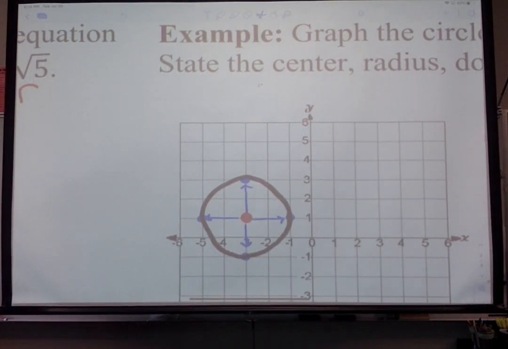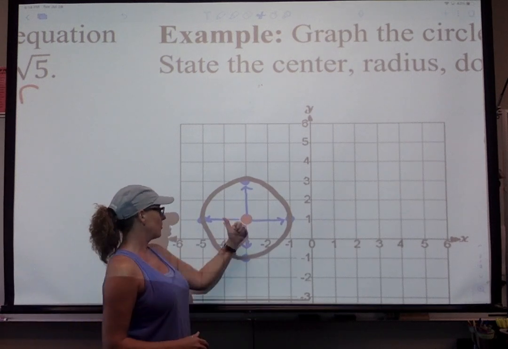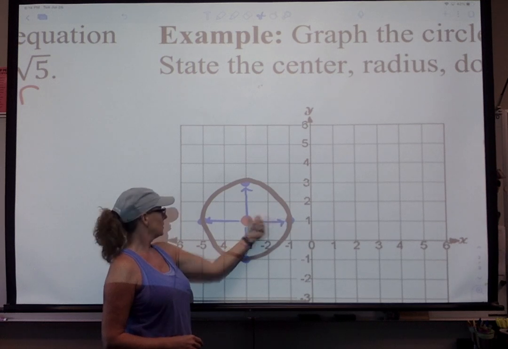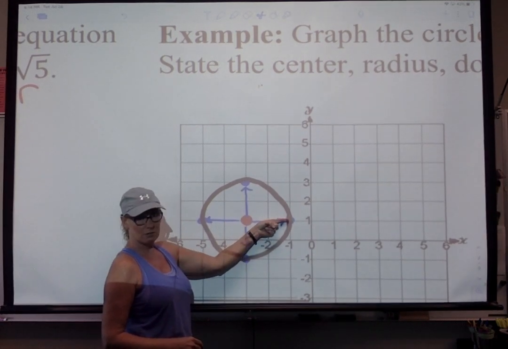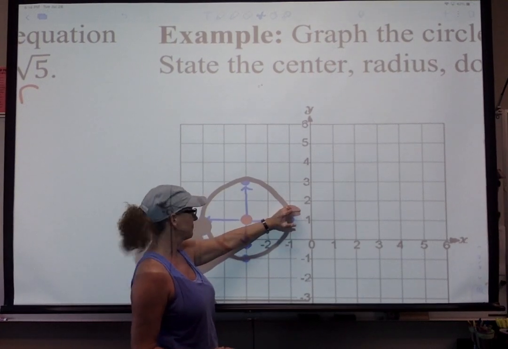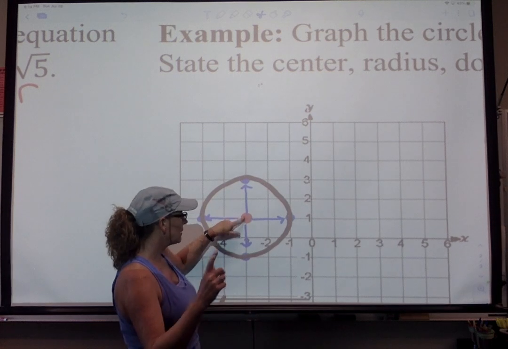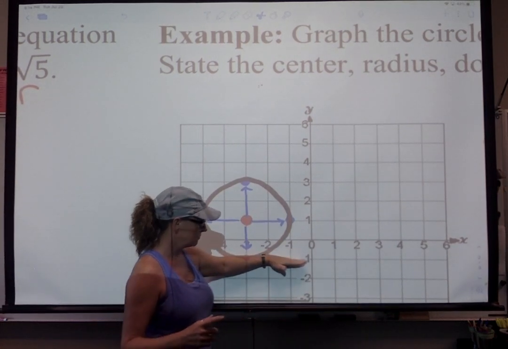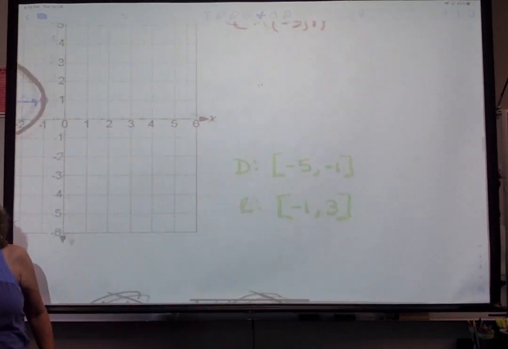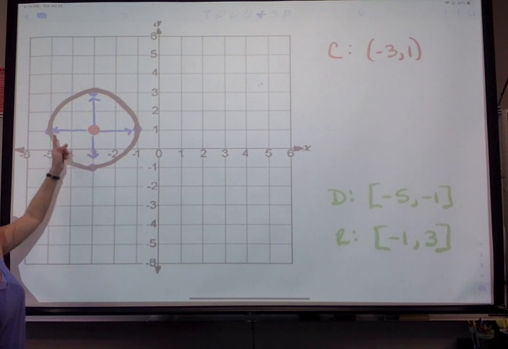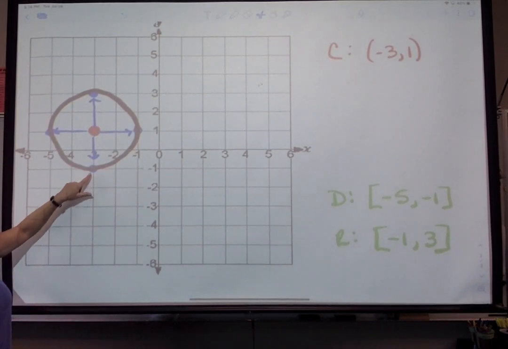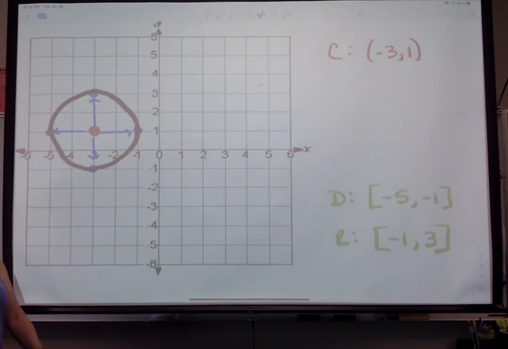And then it says give the domain and range. So domain, how far left does it go? How far right does it go? Negative 5 and negative 1? Including, right? There's not a weird open circle here. No, right, including. How range, how low does it go? How high does it go? So domain, negative 5 to negative 1 including. Range, negative 1 to positive 3 including.